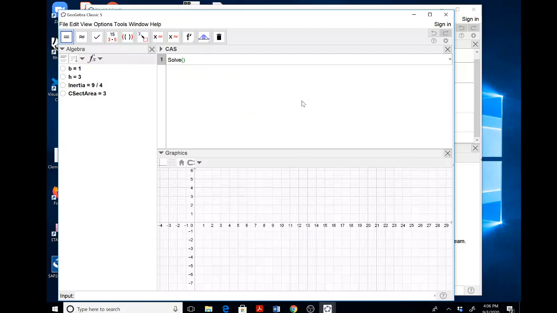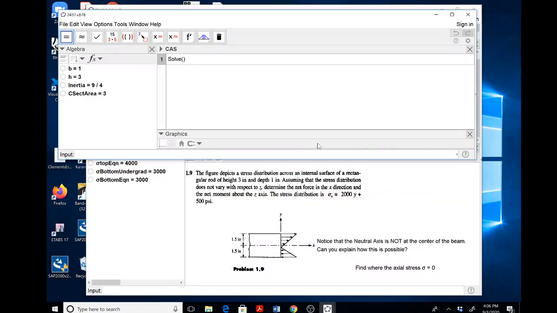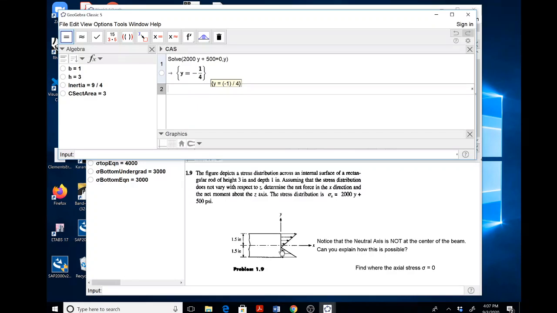So it's solve 2000 times y, and a multiplication is a space bar, or you could put a star in, plus 500 equals 0 for y. And the answer is -1/4. So that means the neutral axis is down 1/4, and here it is drawn to scale.